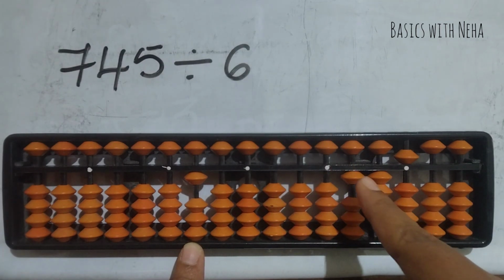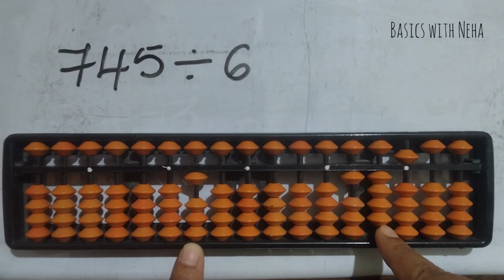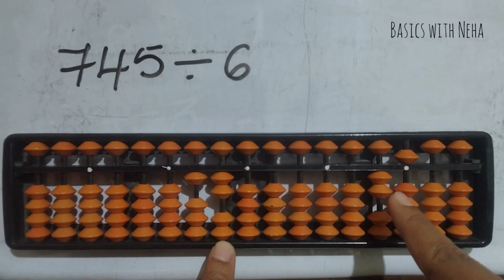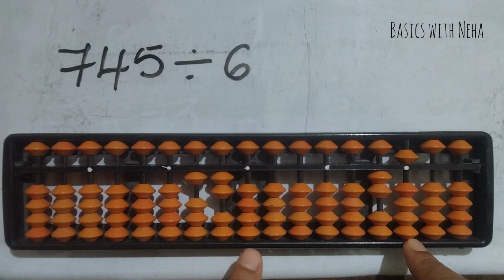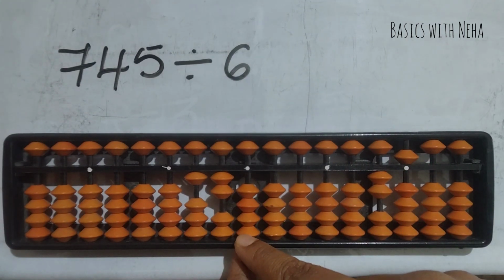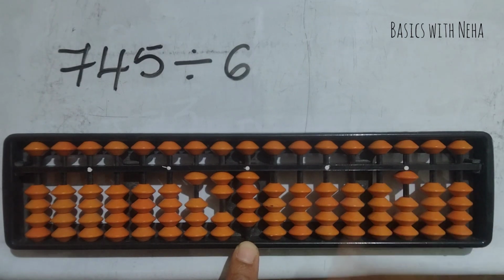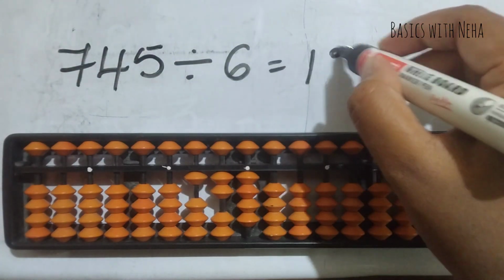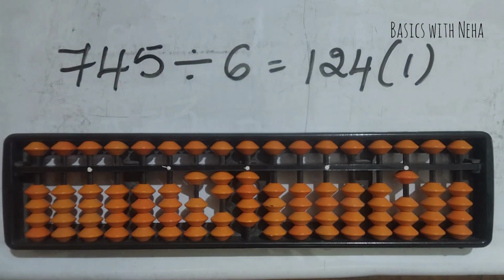I'll take both the rods, which is 1, 4. 6 2 times is 12. So this is the last rod. My answer will be here. 6 2 times is 12. I'll remove 12. Now 2. Again 2 is smaller than 6, so I'll take both the rods. It is 25. So my answer will be in the ones place. 6 4s is 24. So I'll put 6 4 times is 24. Then my answer will be 124 and the remainder is 1. I can write it as 124 in the bracket 1.